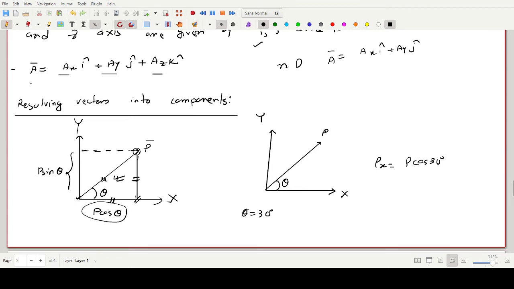Then this length is p cos theta. And if this is p cos theta, this is p sin theta. How? If this is theta, this will be theta. This is the perpendicular, this is the base, and this is the hypotenuse. So this length should be p sin theta. Now if theta equals 30 degrees, px will be p cos 30 and py equals p sin 30.